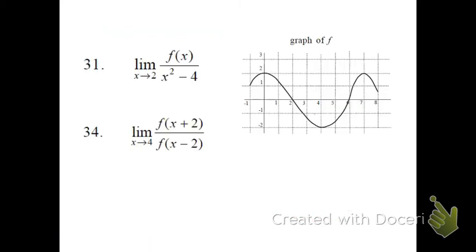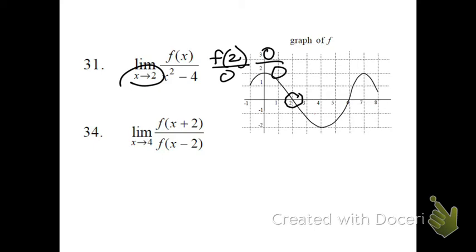Sometimes, especially if it's free response, you could even have a L'Hopital question graphically. So let's see what that would look like. Okay, we plug in the 2, so you'd get f of 2 over 2 squared is 4 minus 4, which is 0. Okay, well, what is f of 2? F of 2 is the height at 2, so f of 2 is 0. So this is a case of 0 over 0.